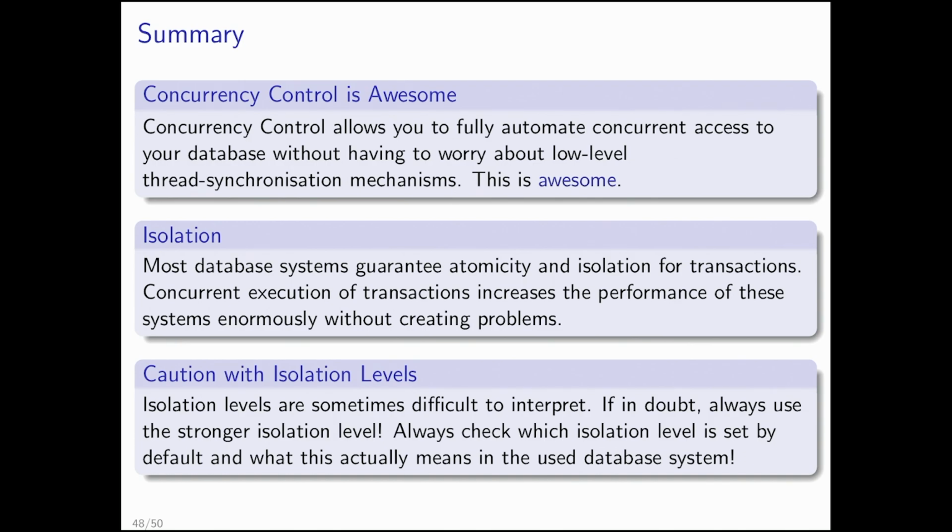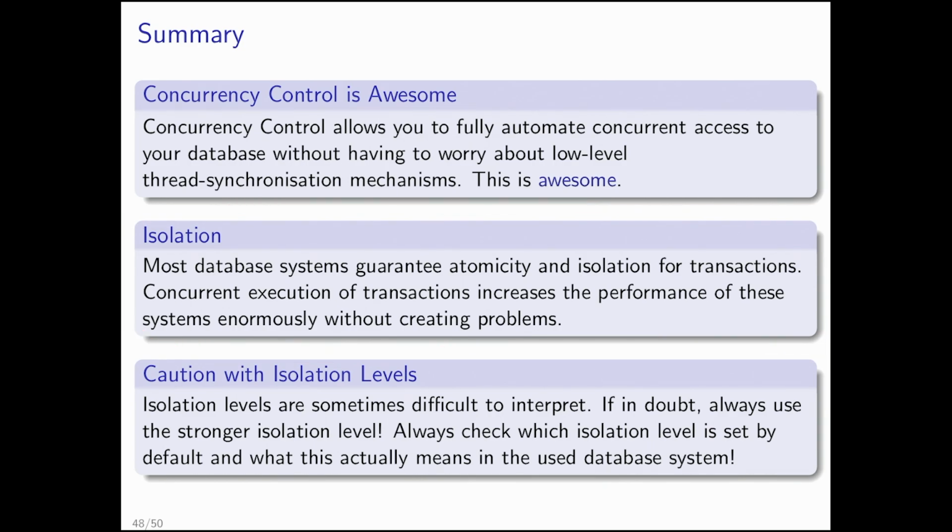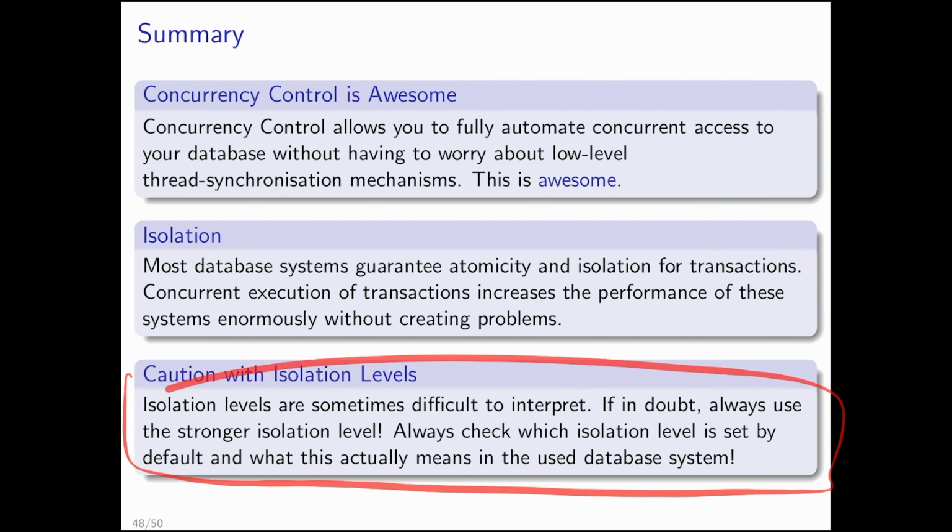Isolation. Most database systems guarantee atomicity and isolation for transactions. Concurrent executions of transactions increase the performance of these systems enormously without creating any problems. Be careful with isolation levels. They're sometimes difficult to interpret. If in doubt, always use a stronger isolation level.